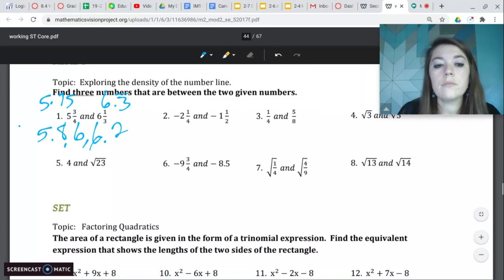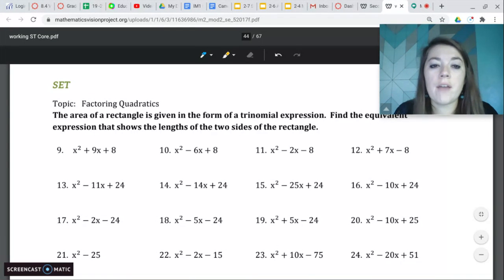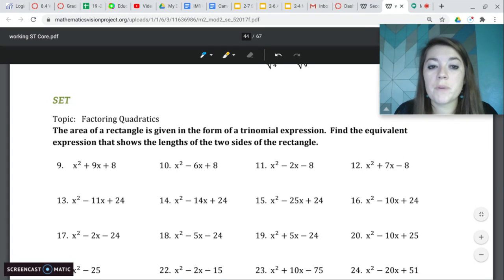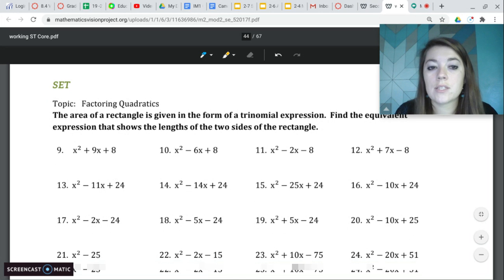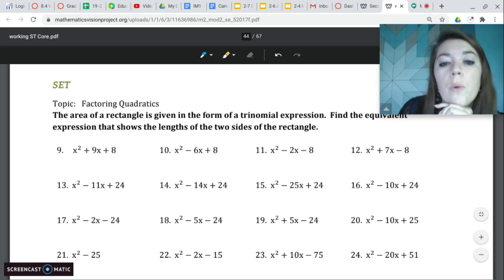All right, the next part of this is factoring quadratics. The area of a rectangle is given in the form of a trinomial expression. Find the equivalent expression that shows the lengths of the two sides of the rectangle. So what this means is we're factoring. Just like we did before, we are factoring these. So I'm going to do a few of these with you just to make sure that you're getting the hang of it and have a lot of examples.